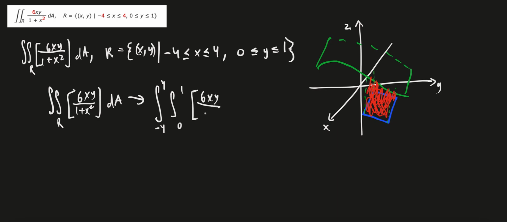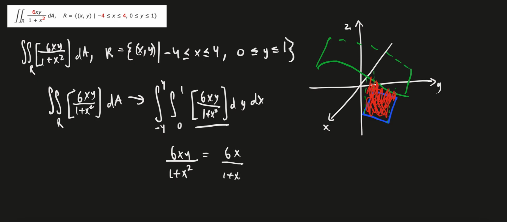Now for this specific problem, it's kind of interesting. With dy dx, you can split it up. What you can do is take this multivariable function f of xy, which is 6xy over 1 plus x squared, and you can write this as 6x over 1 plus x squared times y. You can write it like this.